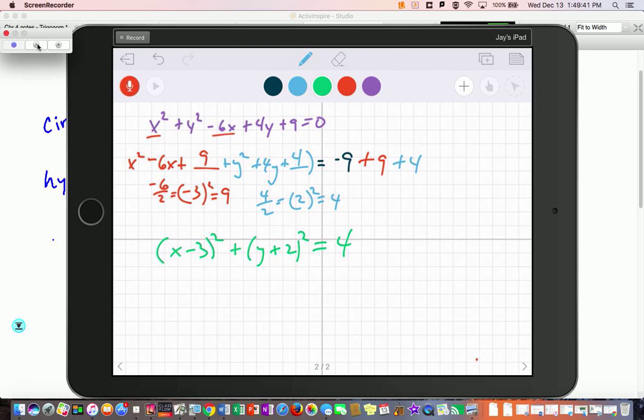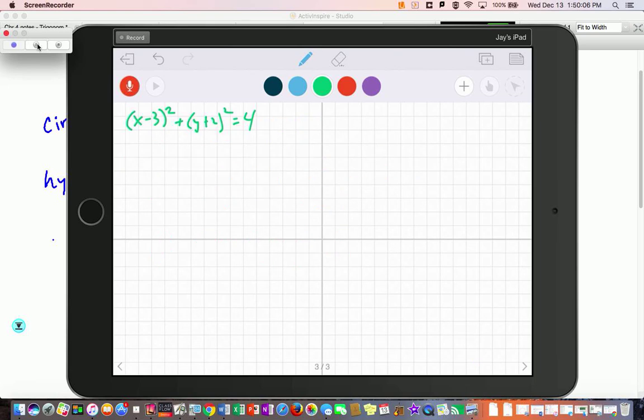Okay, so that circle now, I'm going to write on the other page and I'll show you what the graph would look like. So that was the equation that we found. That was the standard form. And the center now, remember, will be at 3, negative 2. And this is r squared, so r is 2. So go to the right 3: 1, 2, 3. Down 2.